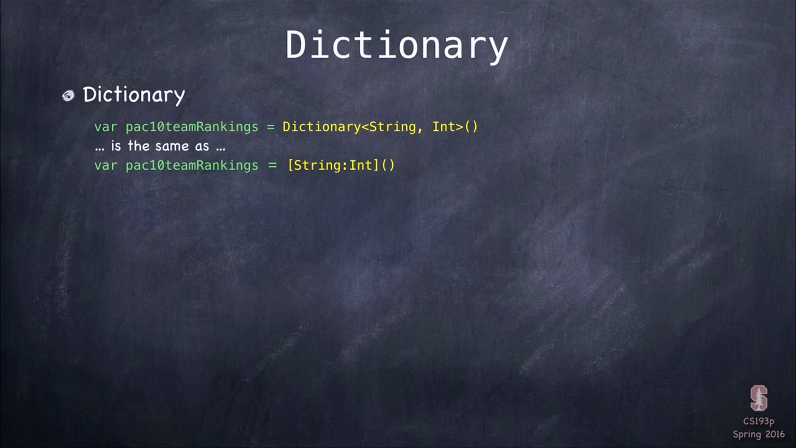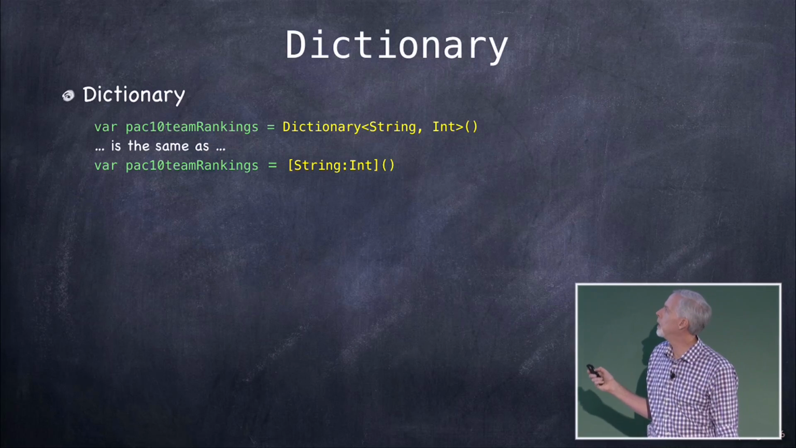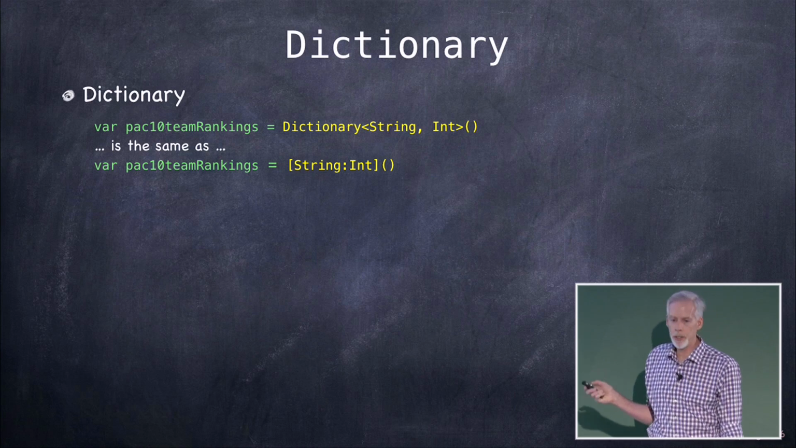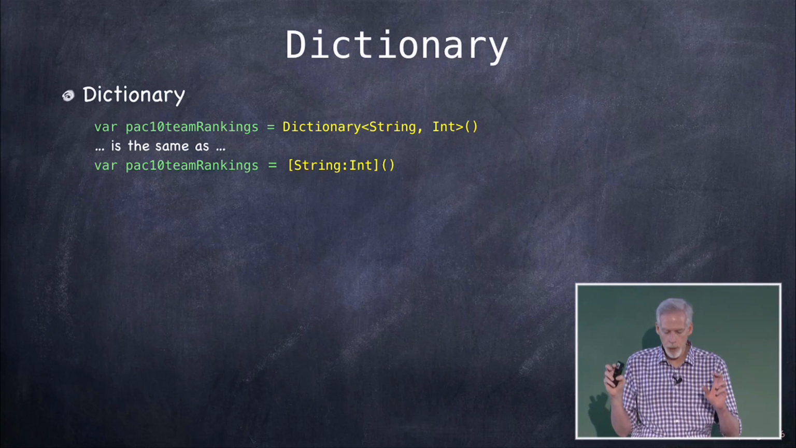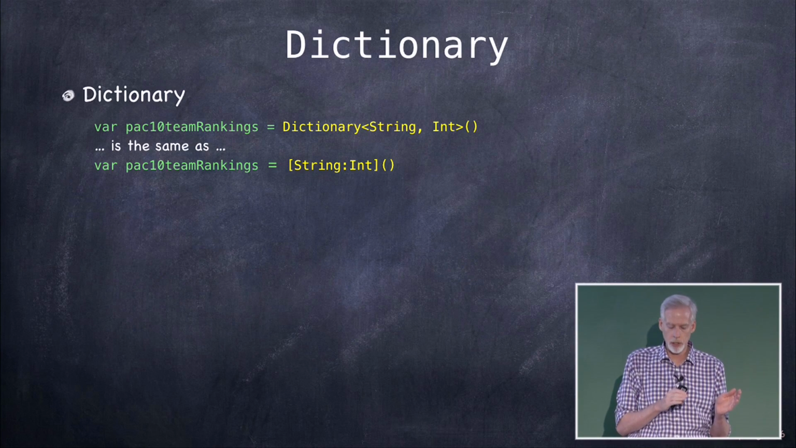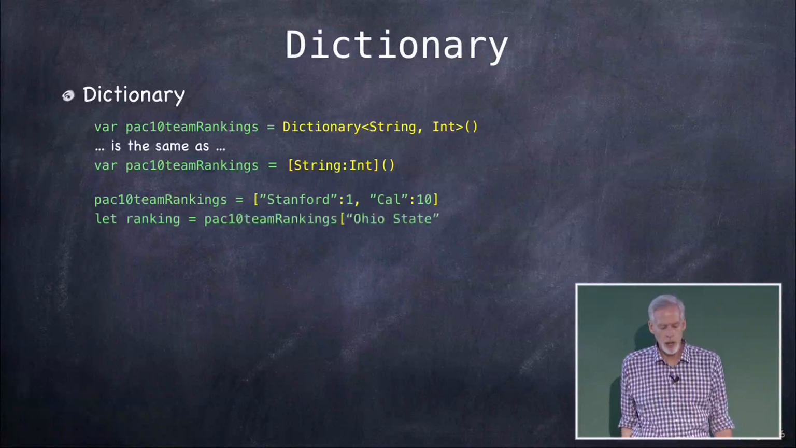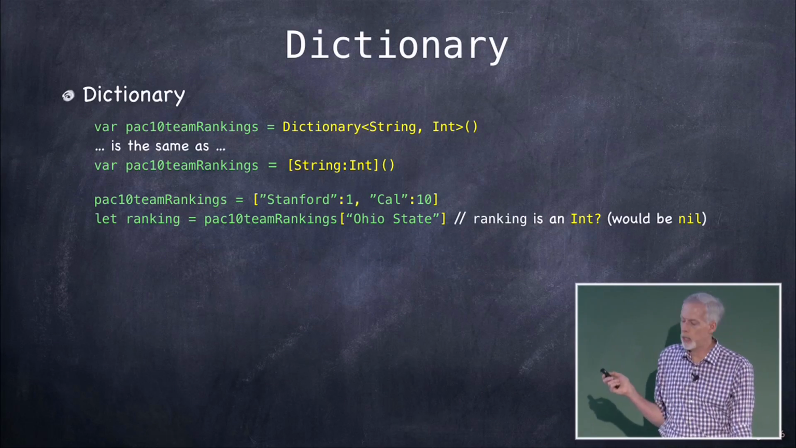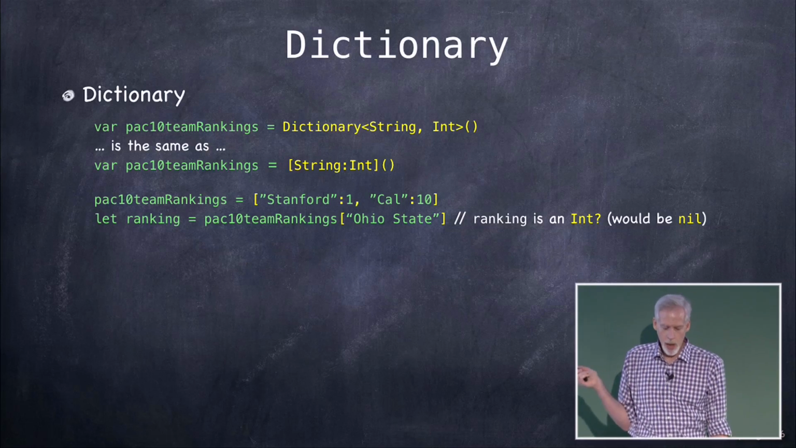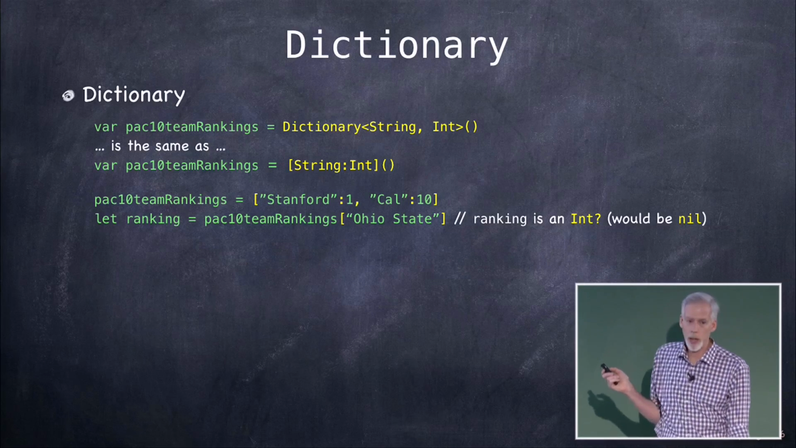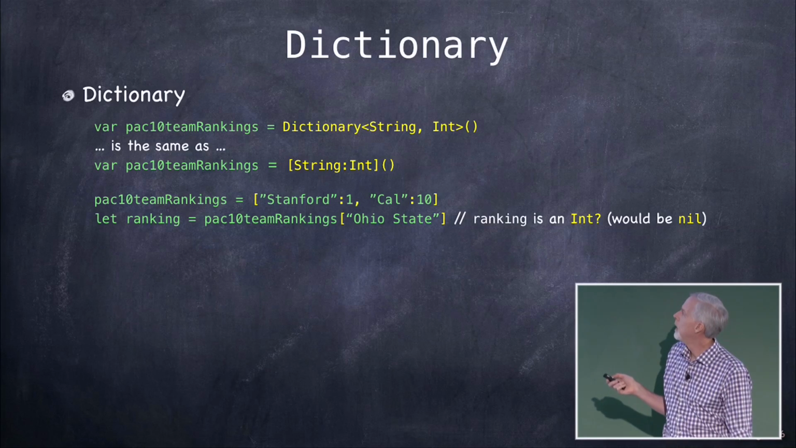Okay, dictionary. All right, so a dictionary, similar to array, it's just looking up keys and values. Again, we're going to use this more informal kind of syntax. Open square bracket, string, colon, int, close square bracket means the type dictionary where the strings are keys and ints are values. So if I had Pac-10 team rankings here, and I had Stanford number 1, Cal number 10, and I guess it's Pac-12 now, I should update this, shouldn't I?